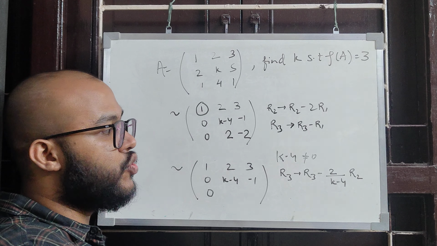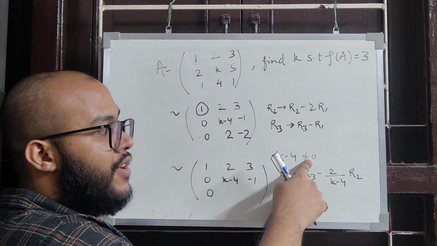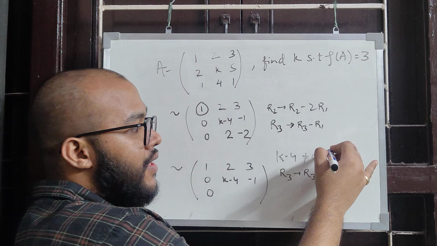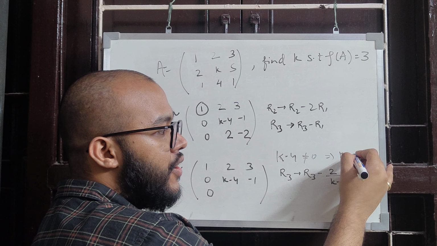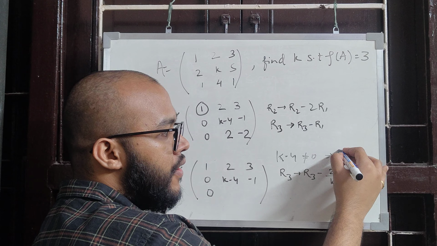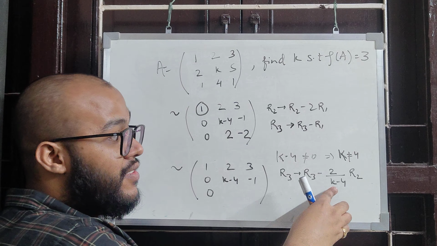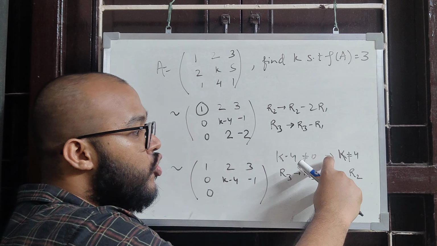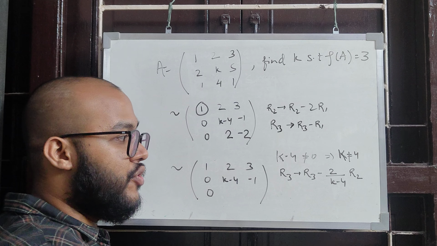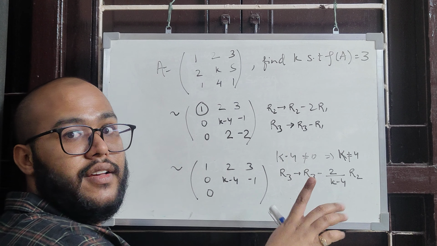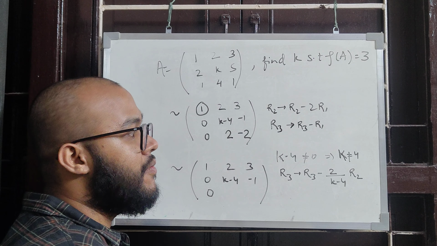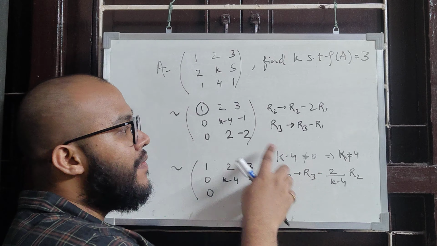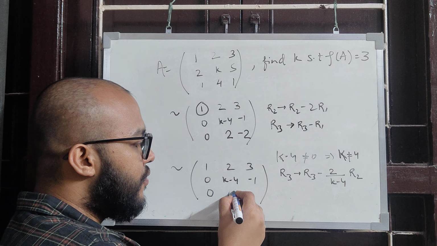If k minus 4 is non-zero, this implies k is not equal to 4, because if k is equal to 4, then 4 minus 4 is 0, and 2 divided by 0 is not defined. So k can't be 4. So if we divide by this, this will become 0.